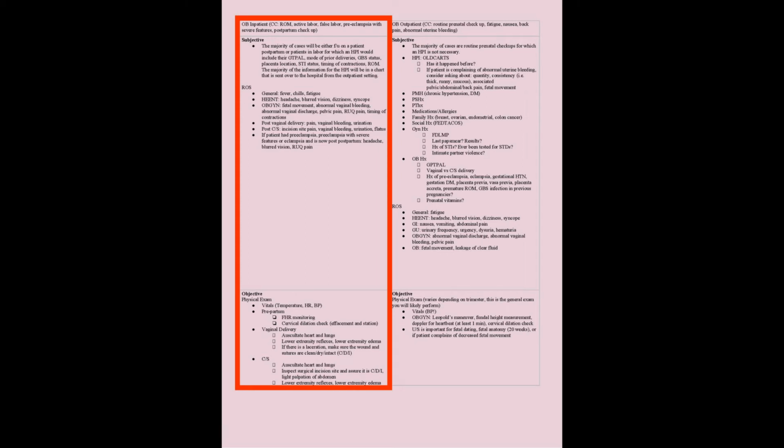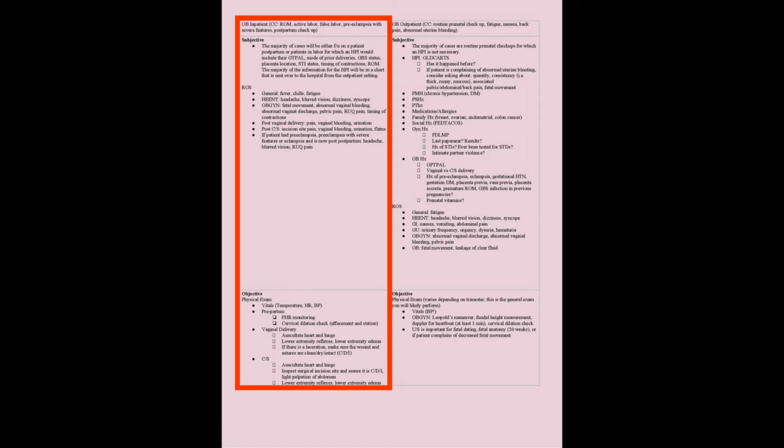These ones, I think I should go over individually because they're a bit different. But for OB inpatient, essentially, most of the time, patients are coming in because they're in labor. So for the HPI, it's already created for you because the documents will be sent in from the outpatient setting. But the HPI, just so that you know, should include the GTPAL, the mode of prior deliveries, the patient's current GBS status, and the placenta location, if they have any STIs currently, the timing of contractions, and if the membranes were ruptured. So again, this will already be there for you in their chart.